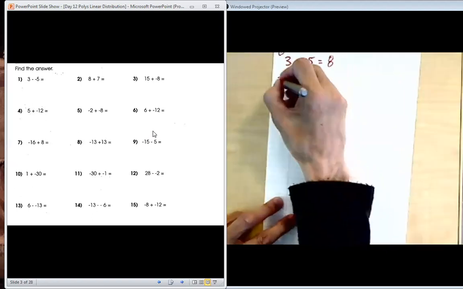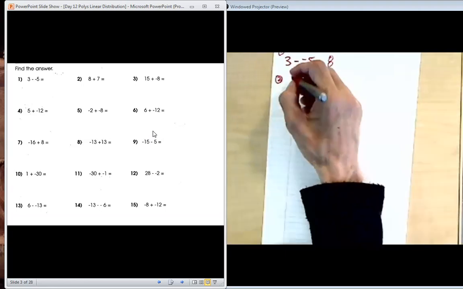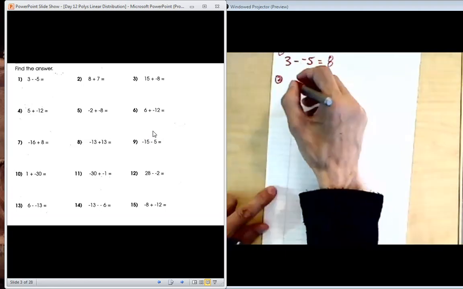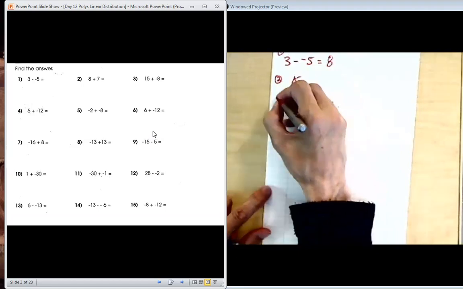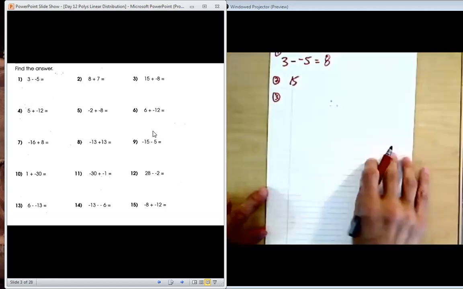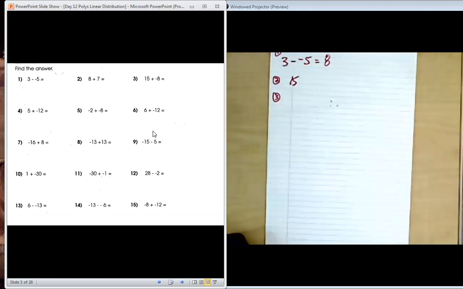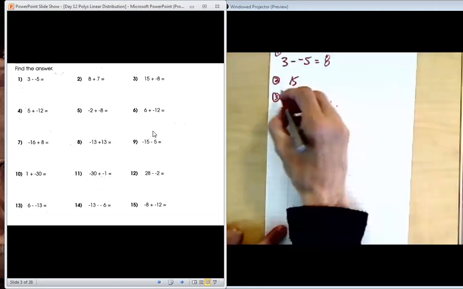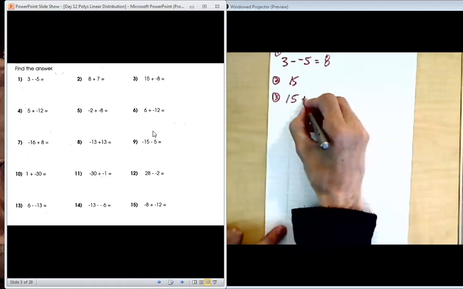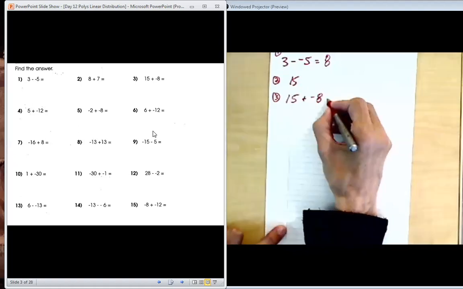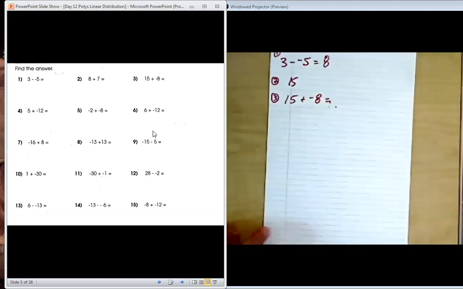Number 2, Parcel, what do you got? 15? Oh, look at that. 8 plus 7. You're lucky. Got one of those. What's next? Dunya, what's this one? That's right. Break out the fingers and toes. That's what we've got them for. No, it's 15 plus negative 8. Do you need me to... I think I might have to make it bigger. 15 plus negative 8.